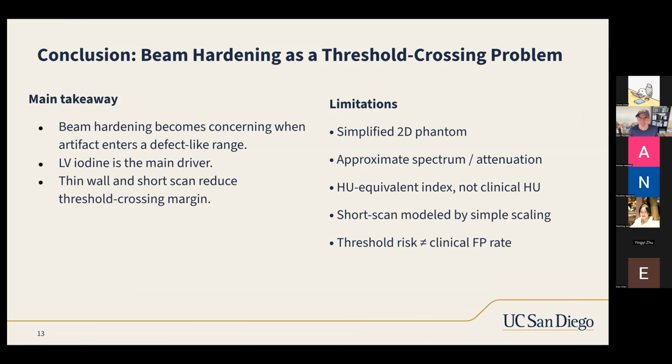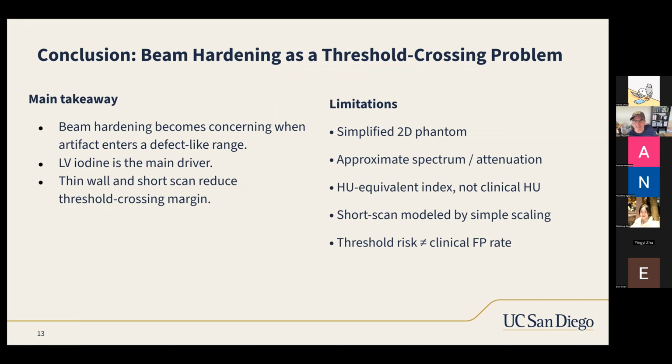threshold. To conclude, our simulation frames beam hardening as a threshold crossing problem. The LV iodine level is the main driver, and a higher iodine level increases the beam hardening index and can push the artifact into a defect-like range. Besides the main driver, thin myocardium and short scan acquisition are sensitive factors. They may reduce the margin before threshold crossing. But our simulation also has some important limitations. For example, it is a simplified 2D phantom, not real patient anatomy. Also, the spectrum and attenuation curves are approximate.